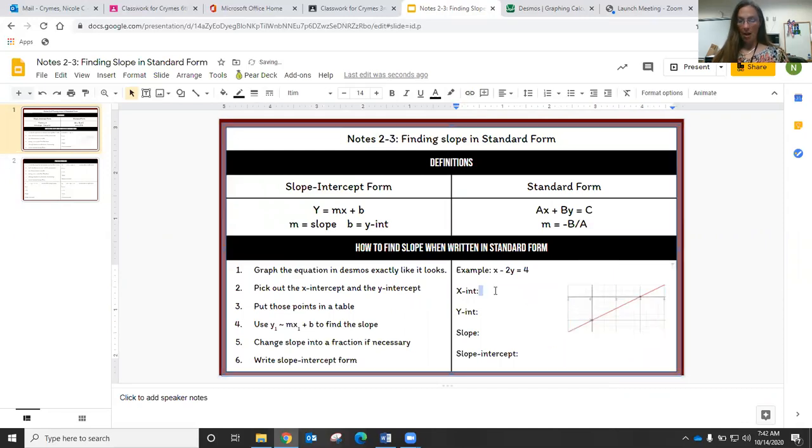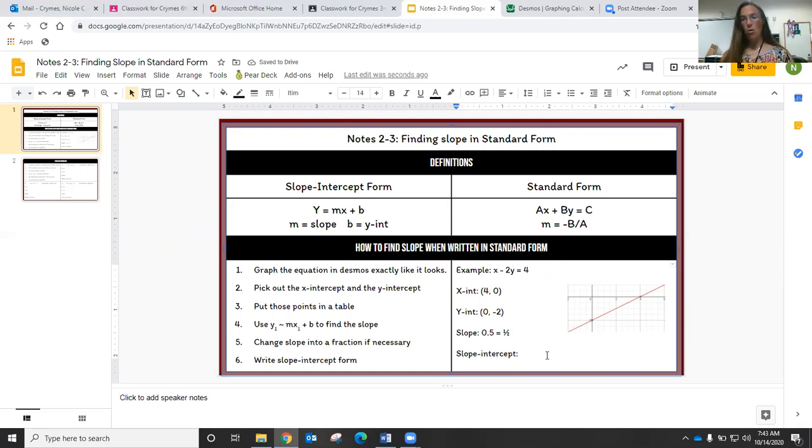And so then our x-intercept, and we're going to list this as an ordered pair, was 4, 0. Our y-intercept was 0, negative 2. And again, when you're typing these, remember the x-intercept should have a number for x. The y-intercept should have a number for y. Our slope was 0.5, which is the same as 1/2.